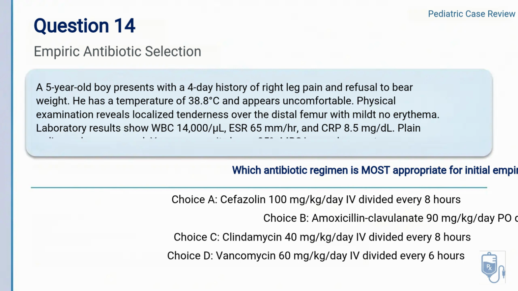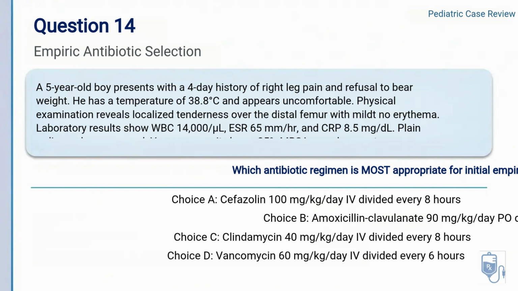Case 14. A 5-year-old boy presents with 4 days of right leg pain and refusal to bear weight. His temperature is 38.8 degrees Celsius. Examination reveals localized tenderness over the distal femur with no redness. Laboratory results show a white blood cell count of 14,000 per microliter, erythrocyte sedimentation rate of 65 millimeters per hour, and C-reactive protein of 8.5 milligrams per deciliter. Plain radiographs are normal. Your community has a 25% methicillin-resistant Staphylococcus aureus prevalence rate. Which antibiotic regimen is most appropriate for initial empiric therapy?